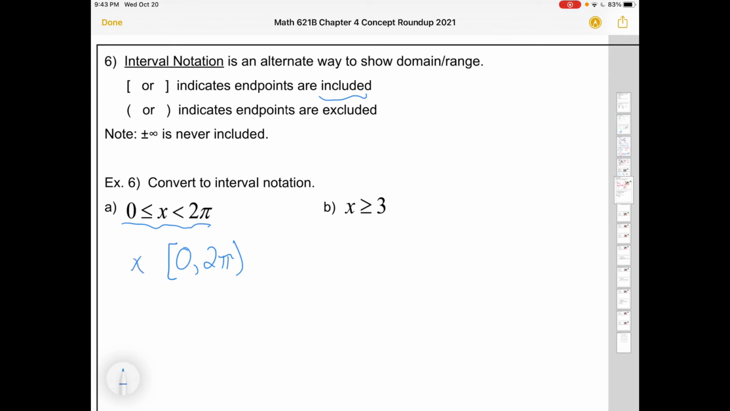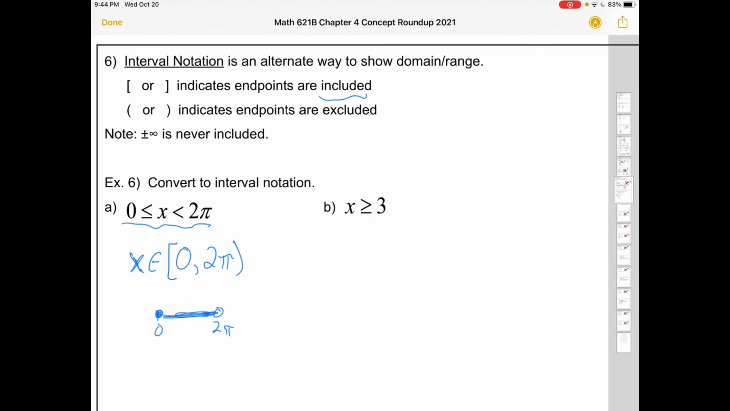So sometimes people will do this. X is an element of, or belongs to the set of, numbers from 0 to 2 pi. It's two ways of writing the exact same thing. If you did it as a number line, it's from 0 to 2 pi. 0 is included. 2 pi is not. So it's from 0 to 2 pi.